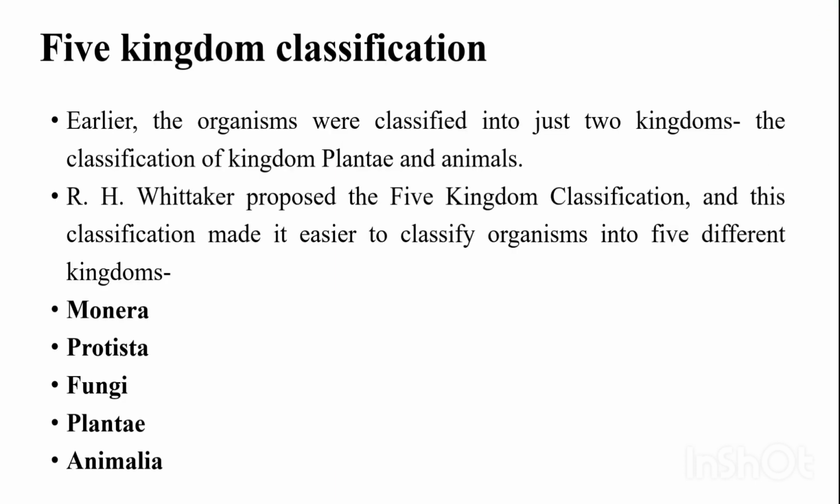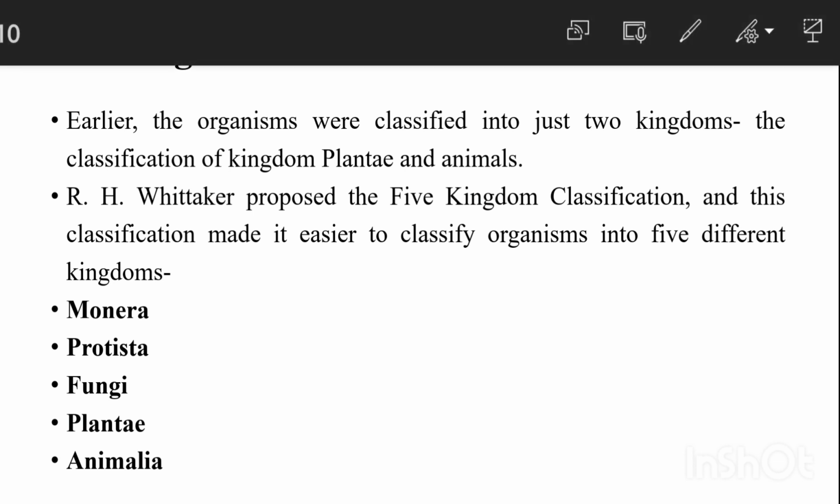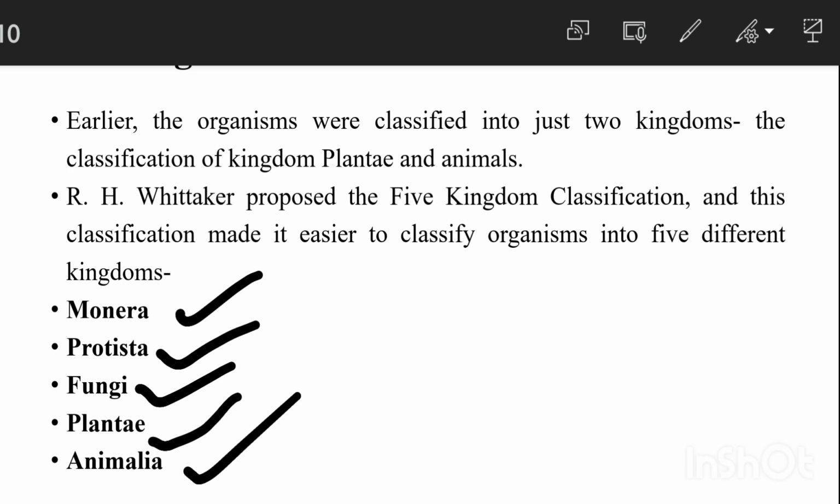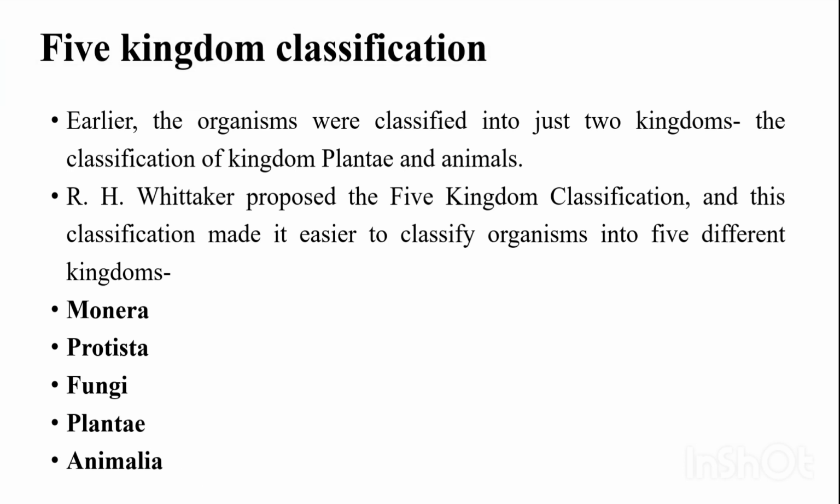Then about the five kingdom classification. Earlier the organisms were classified into just two kingdoms, plantae and animalia. But now R.H. Whittaker proposed the five kingdom classification, and this classification made it easier to classify organisms into five different kingdoms: one is Monera, second Protista, third fungi, fourth plantae, and the fifth one is animalia. So it is the five kingdom classification system which was proposed by the scientist R.H. Whittaker.